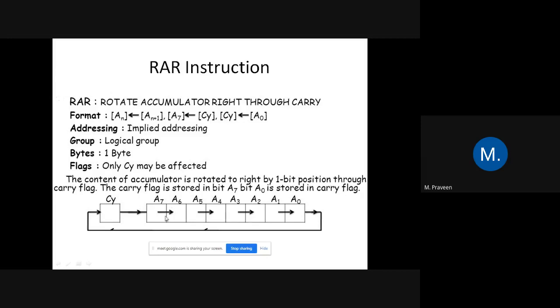Here the value is rotated from MSB to LSB. Just see the diagram here. It will be rotated from A7 to A6, A6 value to A5, A5 to A4, and so on. A0 value will finally be moved to carry, and the carry value will be moved to A7. So this is the concept behind the RAR instruction: from MSB to LSB, then LSB to the carry, then carry to the MSB.